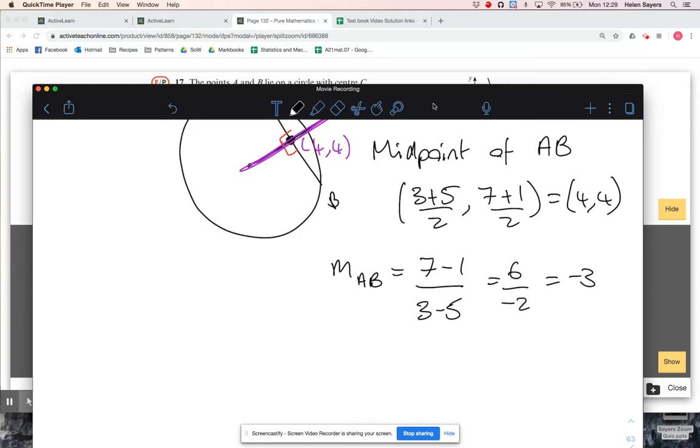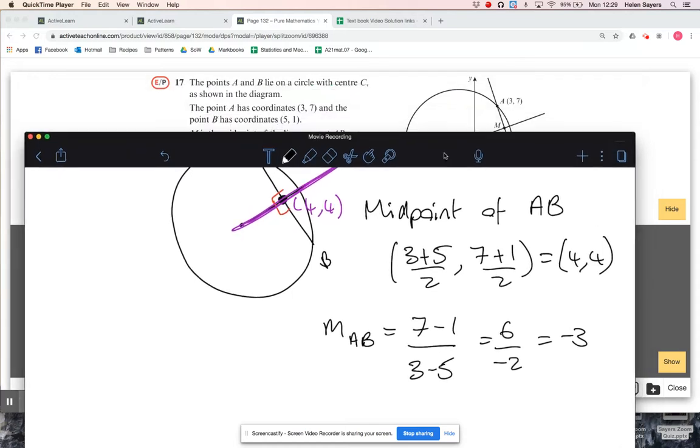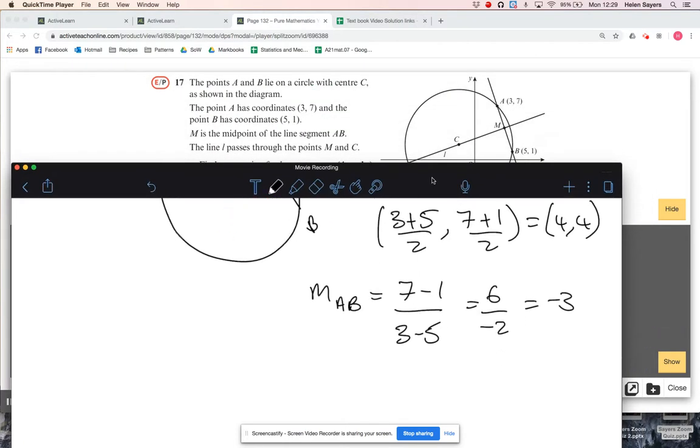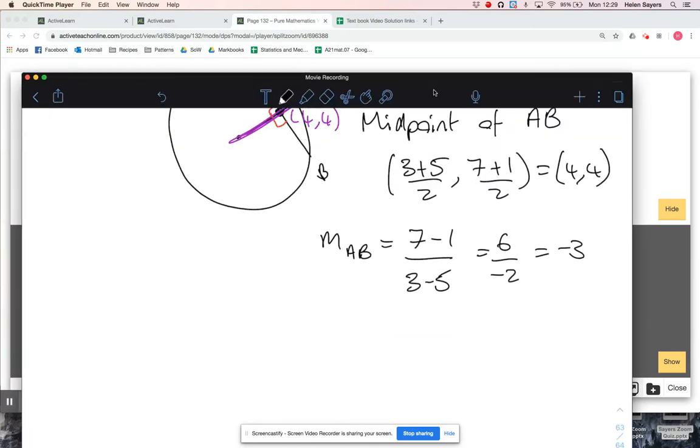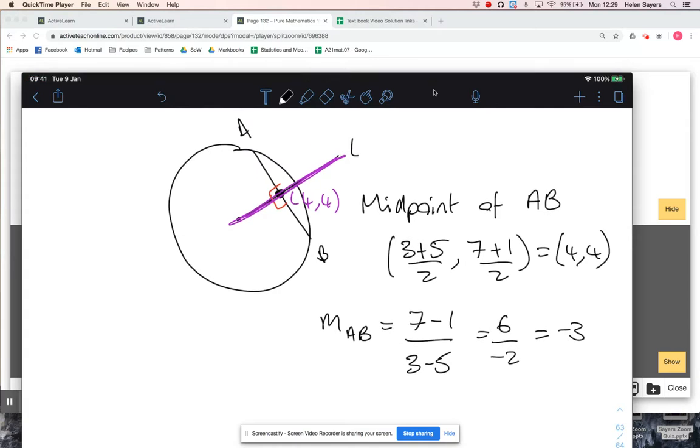Okay, so the gradient of AB. I've done 7 minus 1 for change in y over 3 minus 5 for change in x, and that's all simplified down to minus 3. So that is obviously the gradient of the chord AB.